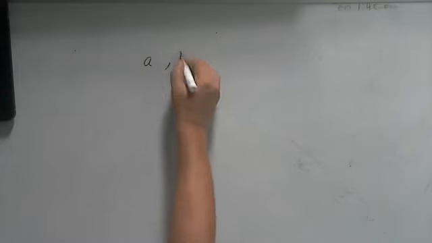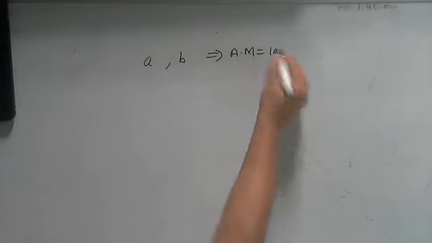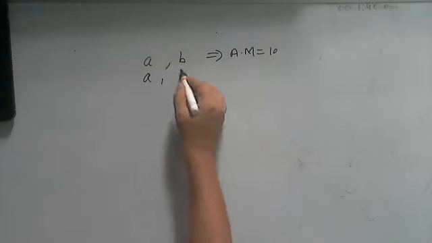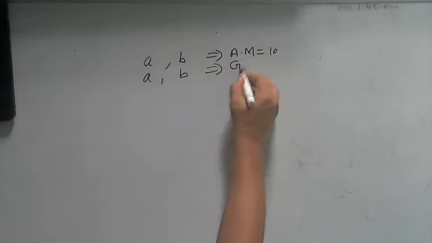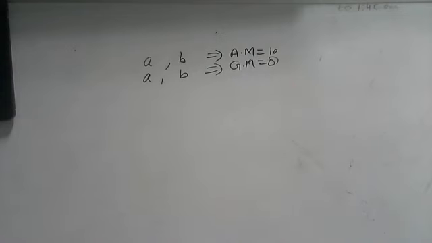If the arithmetic mean between two numbers is 10 and the geometric mean between two numbers is 8, find these two numbers. I will give you a simple trick by which you can find these values, but first of all you must know the traditional method.